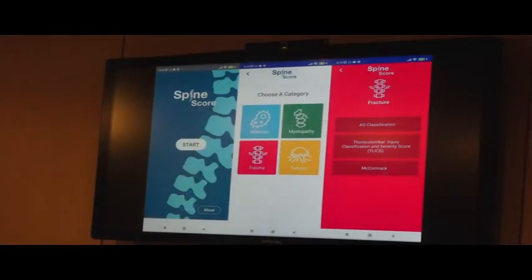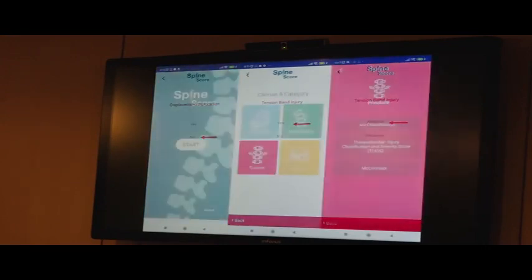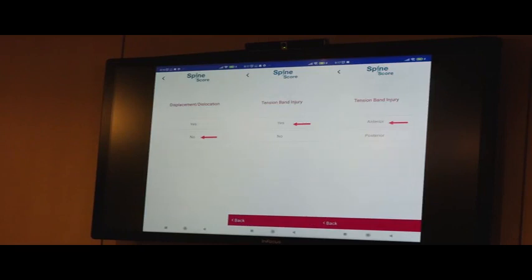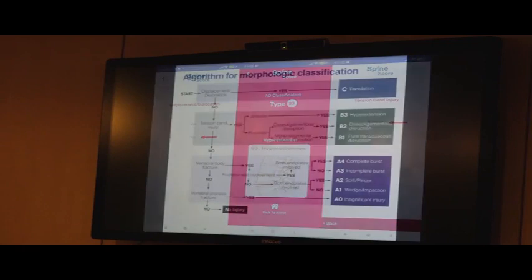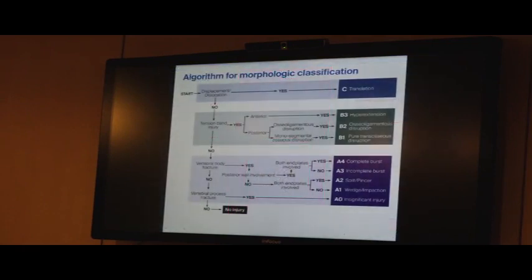There are lots of applications on the phones. If you download this application, you can easily classify the AO and the TLICS classifications here. The application is very easy. You just select the AO classification here, then the system asks you about the displacement and tension band, you just select them, and it says that it's type B3. If you follow the charts that AO has published, you will see it works.